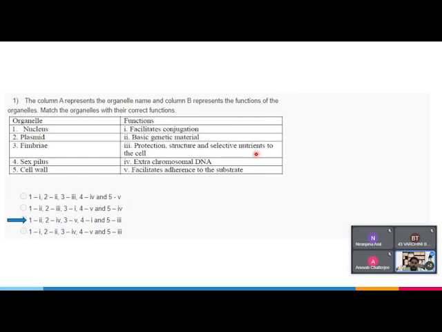So if anyone has any questions, we can discuss that before moving forward. Does anyone have any questions regarding the various organelles that we discussed, or anything else regarding this particular question?